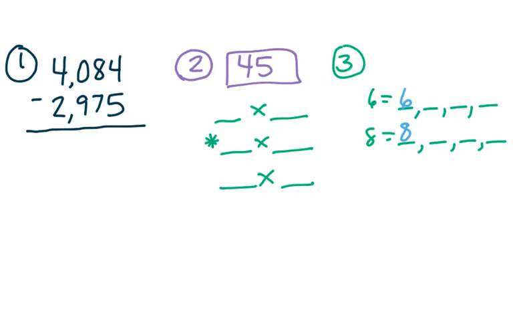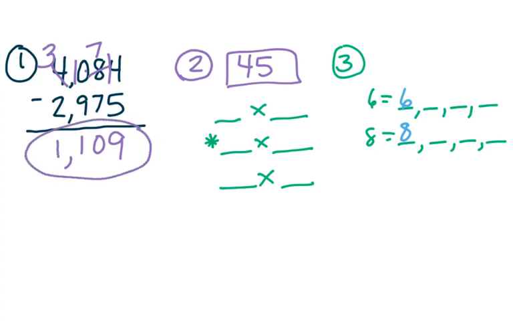So here we go. 4 minus 5, the larger number needs to be on the top. So I'm going to go over and borrow from the 8. I'm going to take those 10 and put it in the front of the 4 to get 14 minus 5 is 9. 7 minus 7 is 0. I cannot take 0 minus 9. The larger number needs to be on the top. So I'm going to borrow from the 4, make it a 3, and put that in front of the 0 to make 10 minus 9 is 1, and 3 minus 2 is 1. 1,109.